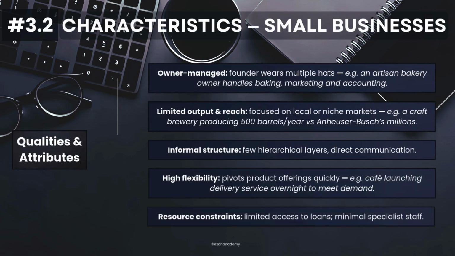Small businesses tend to have some clear features that set them apart from larger firms. One key trait is that they're often owner managed. This means the owner usually handles most of the daily operations themselves. Imagine someone running a small bakery. This person could be baking the bread, serving customers, managing the cash register, and even handling accounting all on their own.